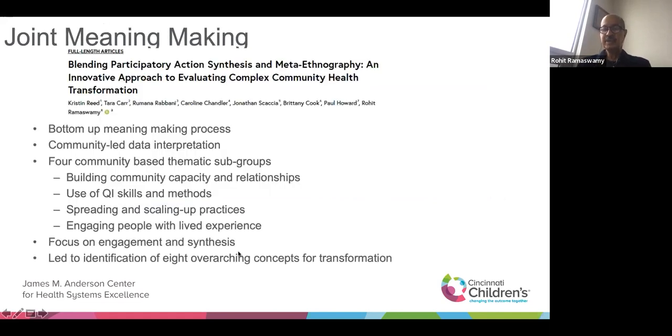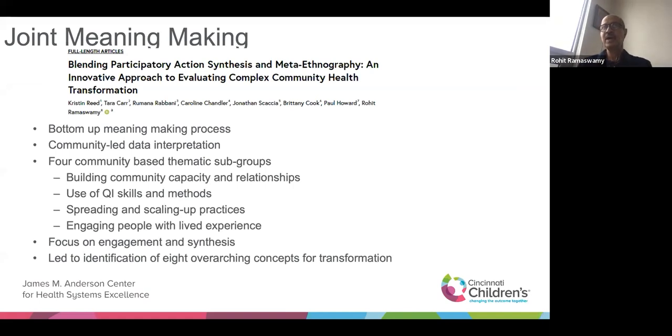And so we launched on this process of joint meaning making. And we've got a couple of papers that are on these slides that we published around this. But what we did is we drew on traditional qualitative research methods. So participatory action synthesis and meta-ethnography are qualitative research. They're bottom-up meaning-making methods that have been traditionally used by qualitative researchers. And we repurposed them for meaning-making with these communities.